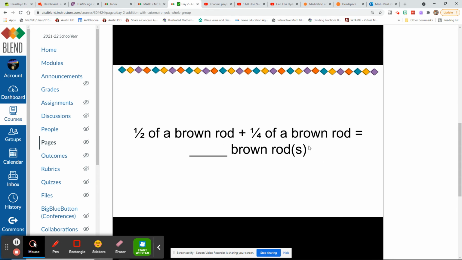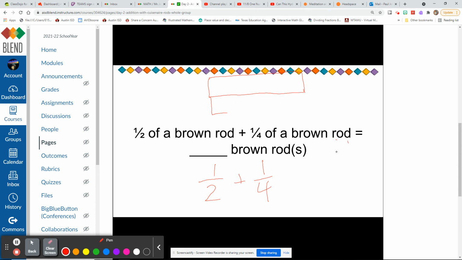So half of a brown rod plus 1/4 of a brown rod. Now, this is kind of what we talked about yesterday. This is where it gets tricky. 1/2 plus 1/4, right? So really, if this was the whole thing, and then we have a half, and then we have a fourth. So what can we call this piece right here if it's made up of 1/2 and 1/4? It's not 1 whole, and right now we don't really have a name for it because we don't have the same denominator.